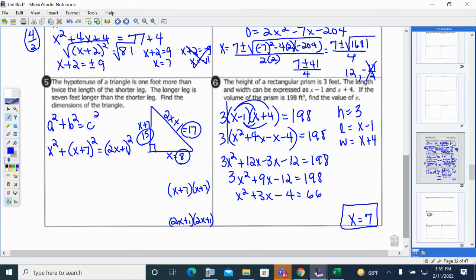Same thing on number 5. I didn't finish this because you know how to FOIL and combine like terms. And then you would solve the quadratic using one of the methods that you're comfortable with from chapter 5.